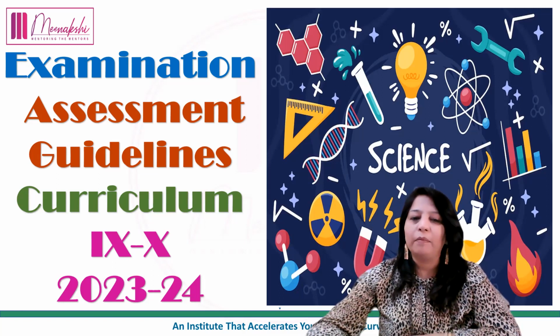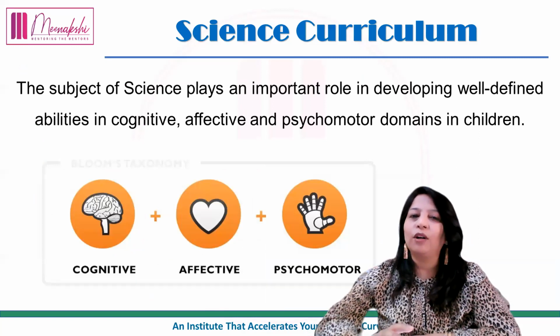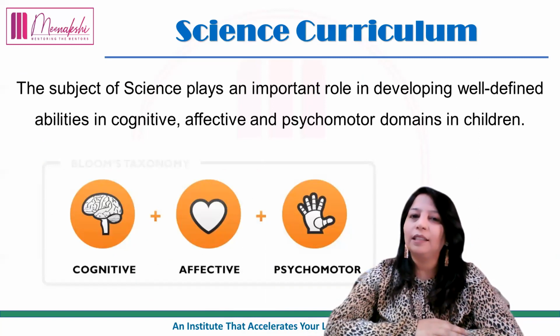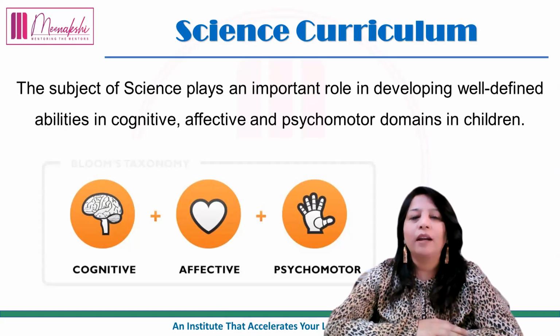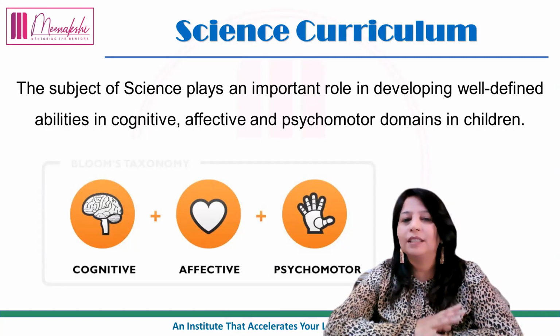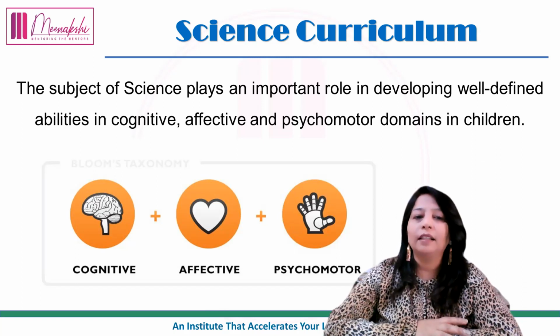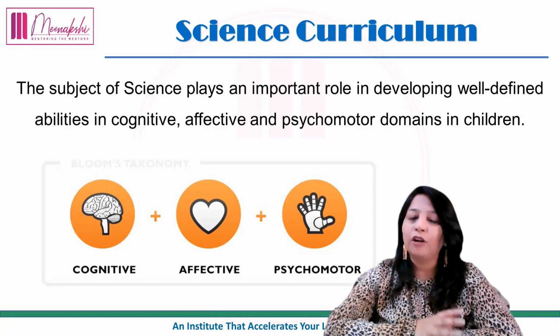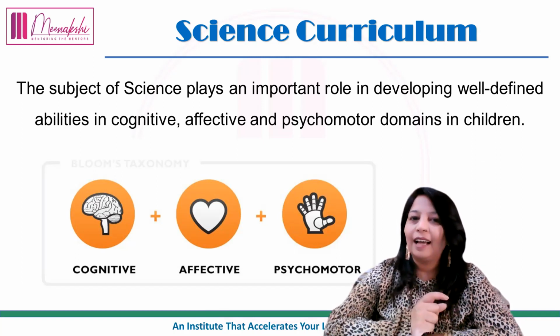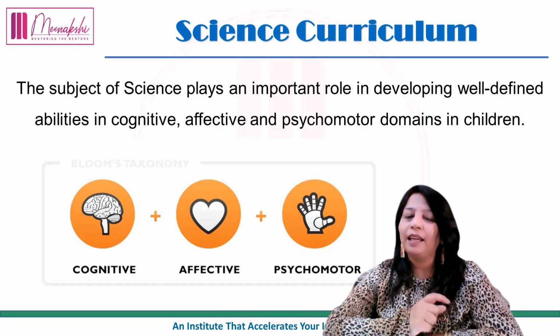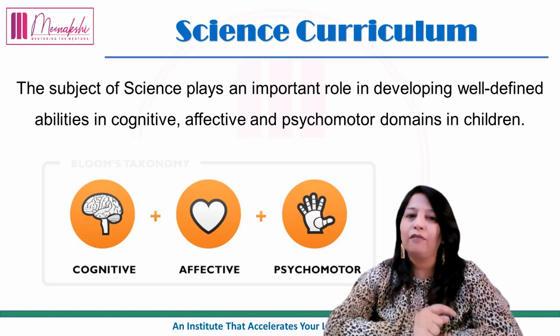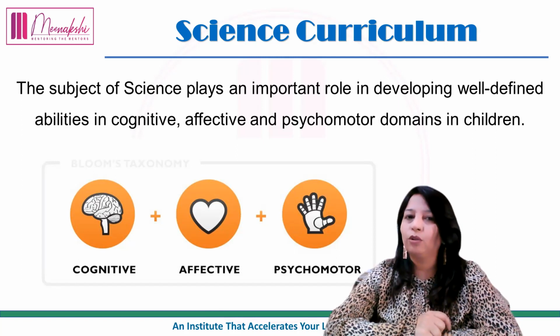We shall talk about, first of all, what are the basic guidelines that are given to us for the science curriculum. You know very well, my lovely educator, the subject of science plays an important role in developing well-defined abilities in cognitive, affective, and psychomotor domains in children. Now, what are these cognitive, affective, and psychomotor domains? We usually call it by the acronym CAP: C for cognitive domain, A for affective domain, and P for psychomotor domain.